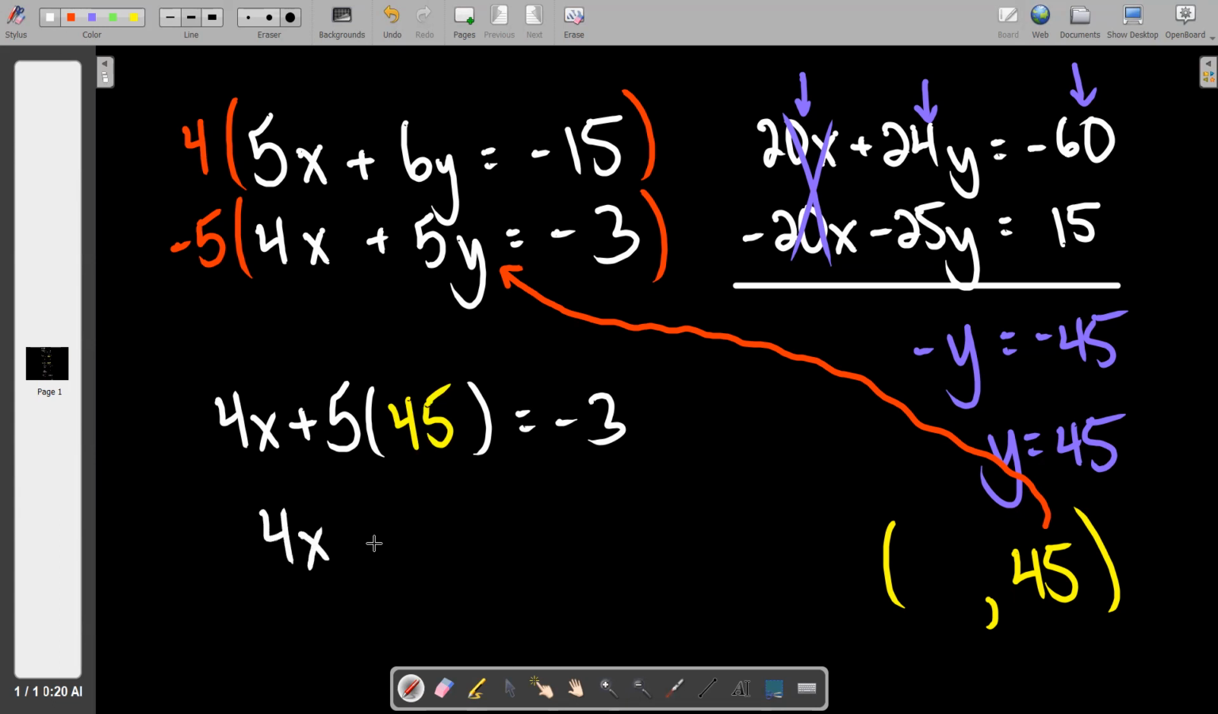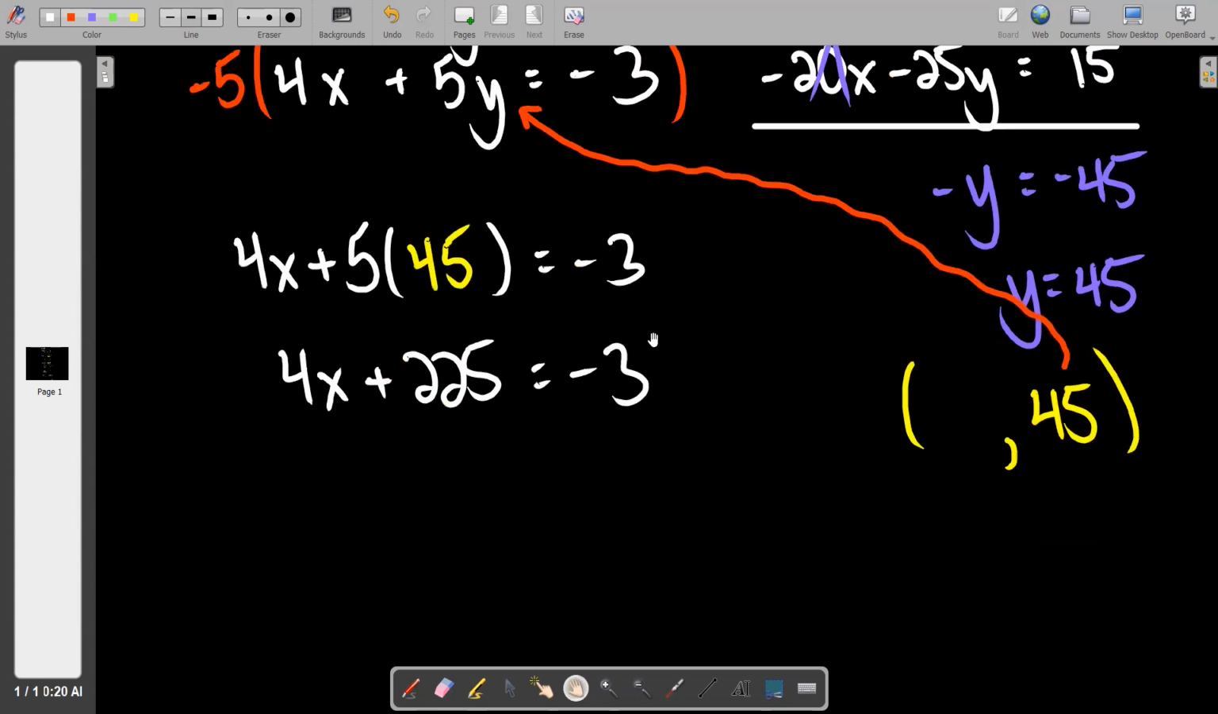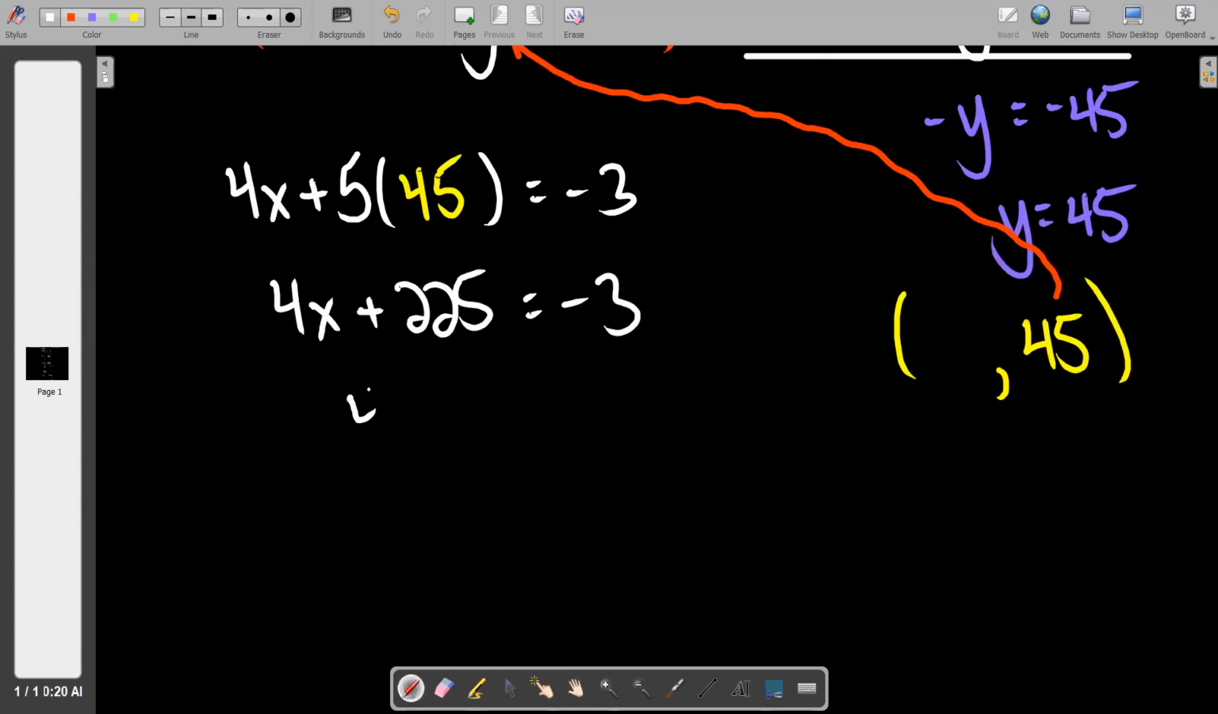So we have 4x plus 225. Equals -3. Let's go ahead and subtract 225 from both sides because why not? So 4x equals -228, which the math is okay. It's just kind of not what I meant. X equals negative 57. My bad.